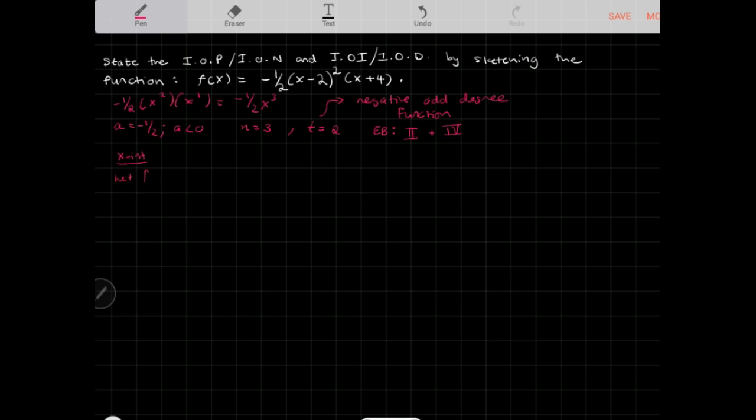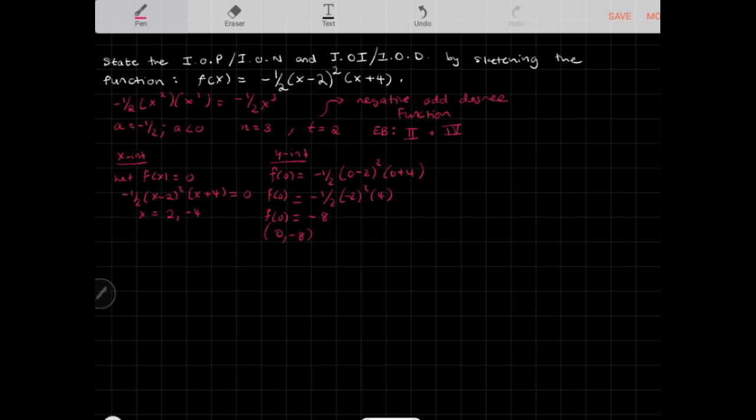I'm going to let f(x) equal 0, so -1/2 times (x - 2)^2 times (x + 4) equals 0. So x can be equal to 2 and -4. You can also figure out your y-intercept here. I'll do f(0), which gives us -1/2 times (0 - 2)^2 times (0 + 4), which is -1/2 times (-2)^2 times 4. So that's 4 times 4 is 16, times -1/2 is -8. So f(0) is -8, and the point is (0, -8).